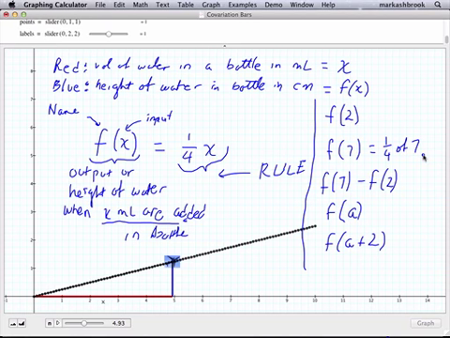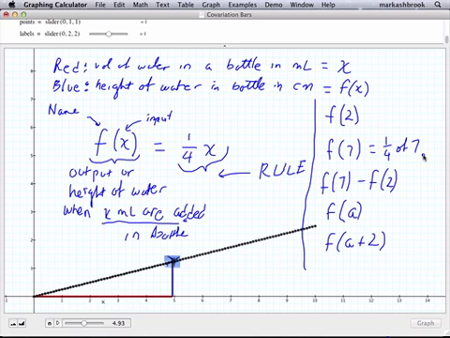Okay, so if you were to subtract the height at 7 minus the height at 2, in this context, what would that mean? Yes, sir. Is it the change in the height of water between 2 and 7? He said the change in the height of the water between if you had 2 milliliters in the bottle and when you had 7 milliliters in the bottle. Go ahead. Would it just be 1/4 of 5, according to the pattern?